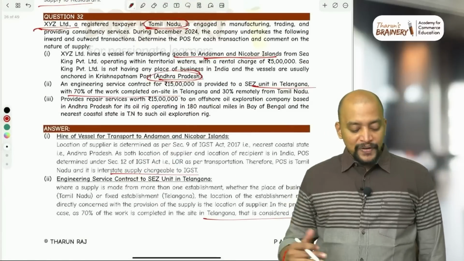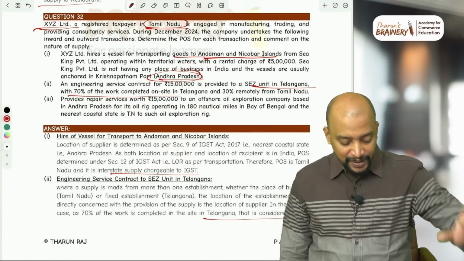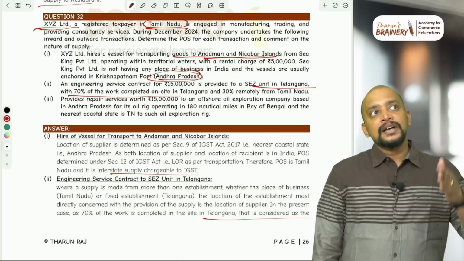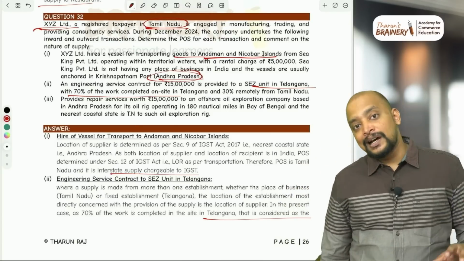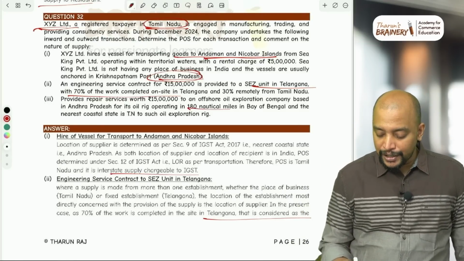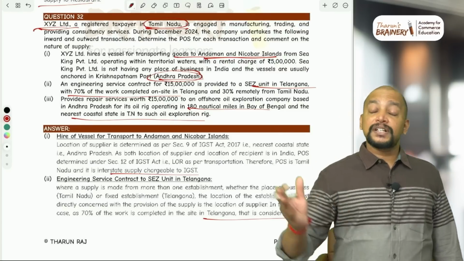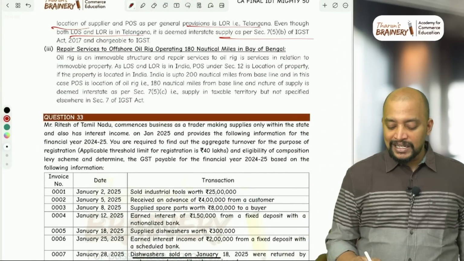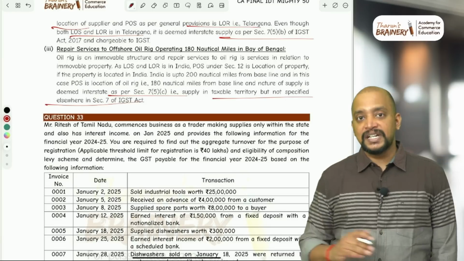Then number 3, provides repair services worth rupees 15 lakhs to an offshore oil exploration company based in Andhra Pradesh for its oil rig operating at 180 nautical miles. Beyond territorial waters and up to 200 nautical miles from the baseline is also India, and it will be deemed interstate supply. Because the supply is after territorial waters, 180 nautical miles in the Bay of Bengal, the nearest coastal state being Tamil Nadu is irrelevant. Only for supplies within territorial waters is the nearest coastal state relevant. So in this case, we will deem it as interstate supply as per section 7(5)(c), supply in taxable territory but not specified elsewhere in section 7.